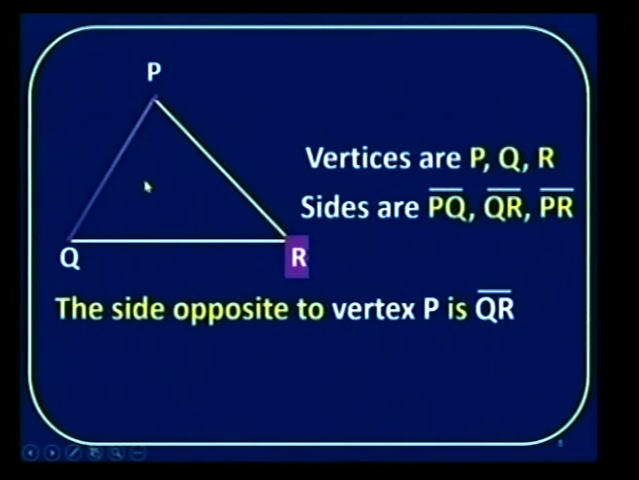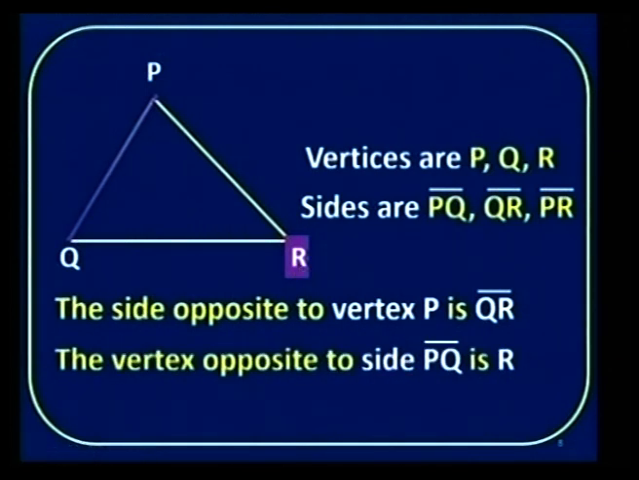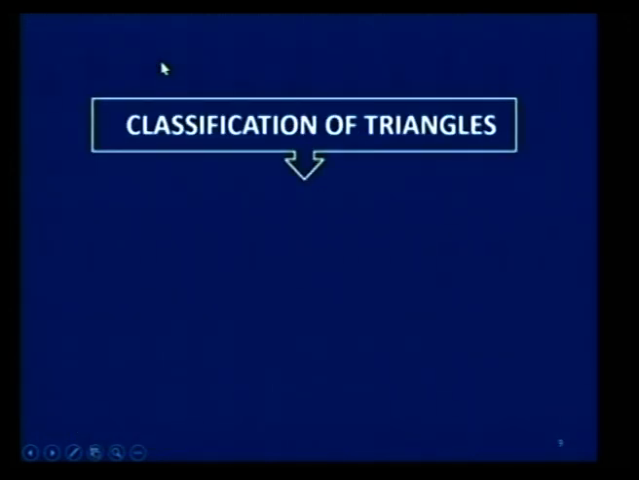For this side, which is the opposite vertex? R. So what you can say here? The vertex opposite to side PQ is R. Okay children, now can you name the vertex opposite to PR side? Yes, it is Q. Can you name the vertex opposite to QR side? Yes, it is P.